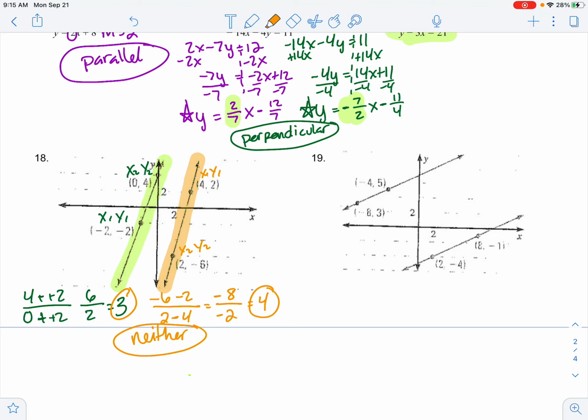Okay, I want you guys to try number 19. So find the slope of each line, compare them, and tell me whether these are parallel, perpendicular, or neither.